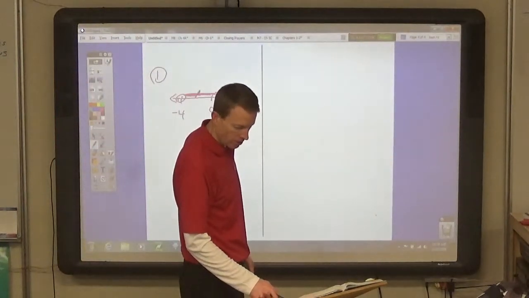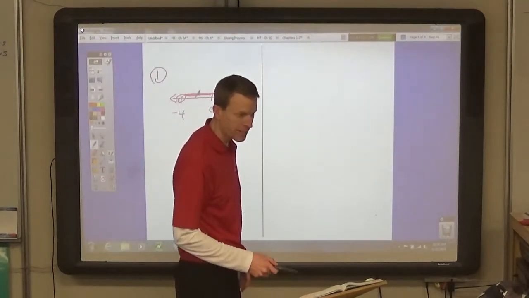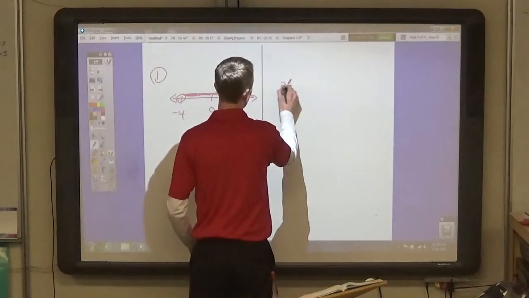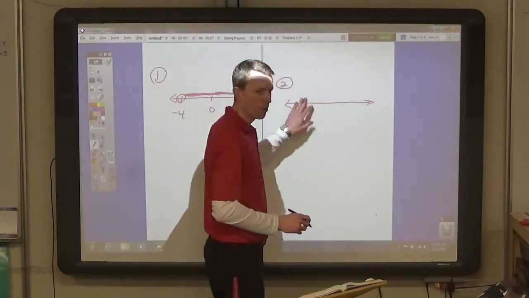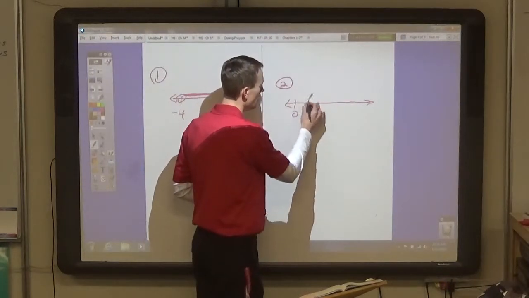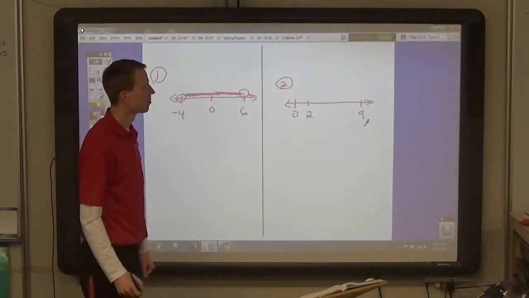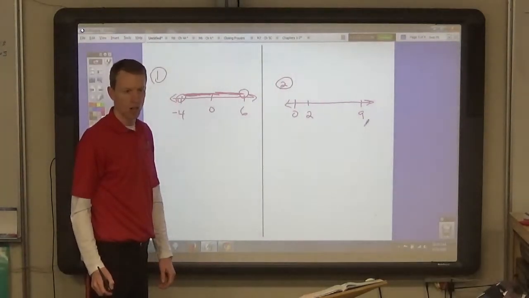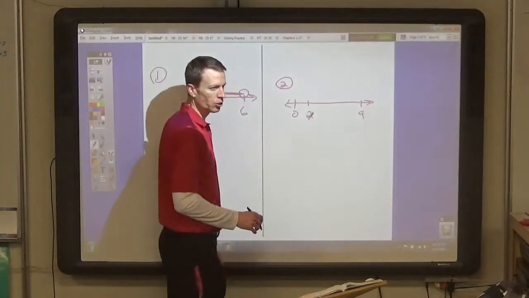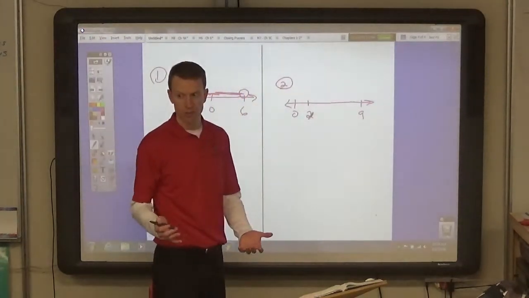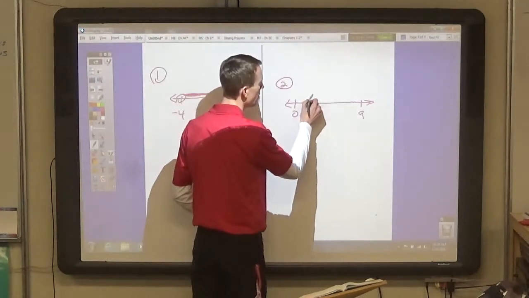Number 2, all real numbers that are at least 2 and at most 9. So again, draw the number line. In this case, both are positives. So 2 and 9, mark those. All real numbers that are at least 2. So is 2 at least 2? Yes. Is that included? So we draw a solid dot.